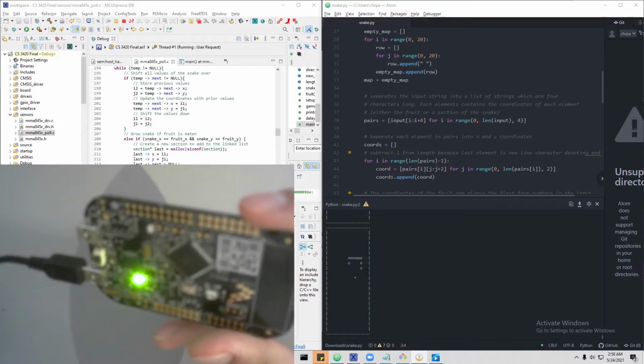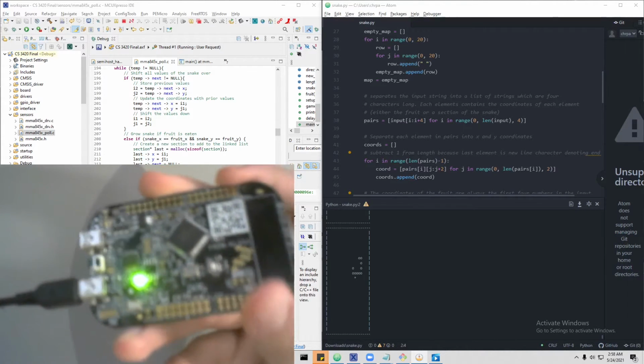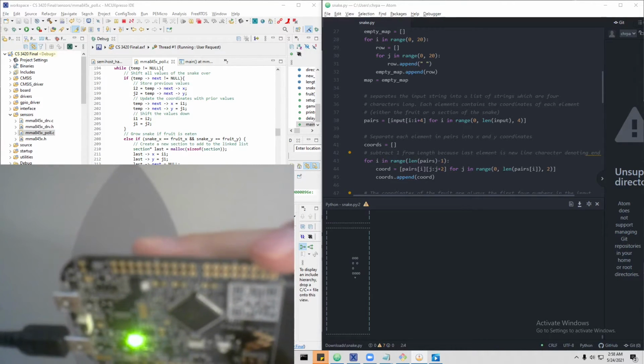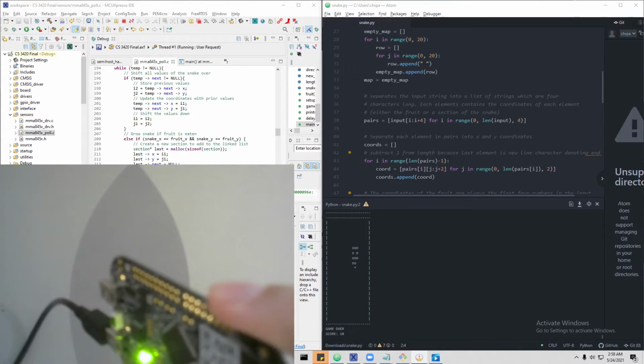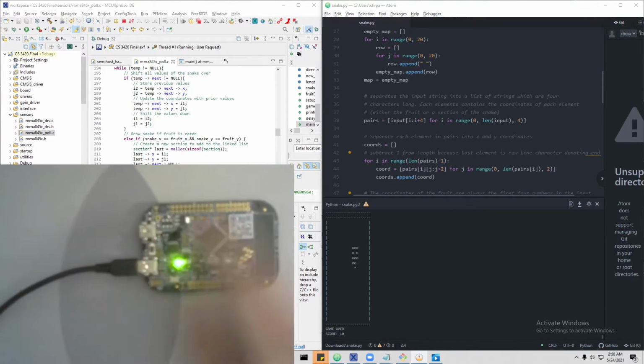Crashing into yourself or into a wall causes the game to end and the score to be displayed, which is related to the length of the snake. Pressing the reset button on the board restarts the game quickly.